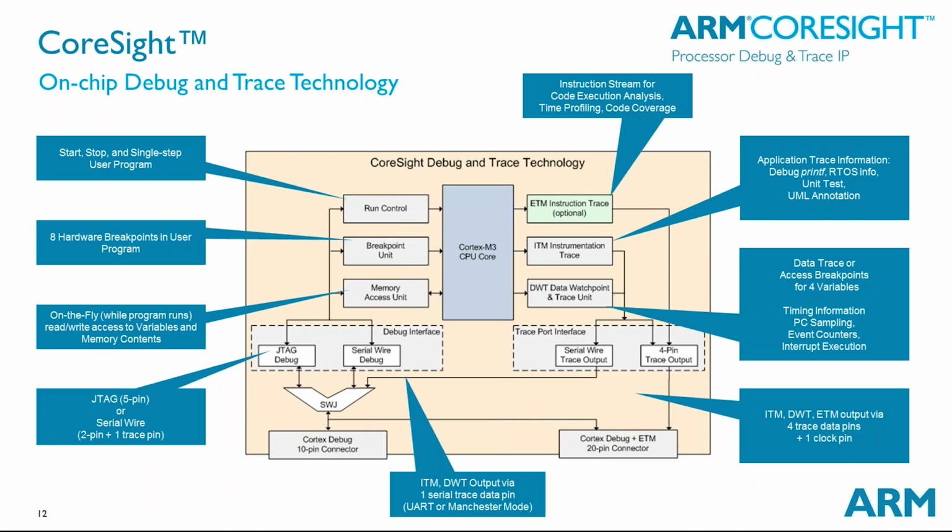The data watchpoint and trace unit, the DWT, provides program counter sampling, event counters, timing, and interrupt execution information. In addition to that, it allows access breakpoints for up to 4 memory addresses. So if those addresses are accessed from any program location, then it can automatically generate a breakpoint event.